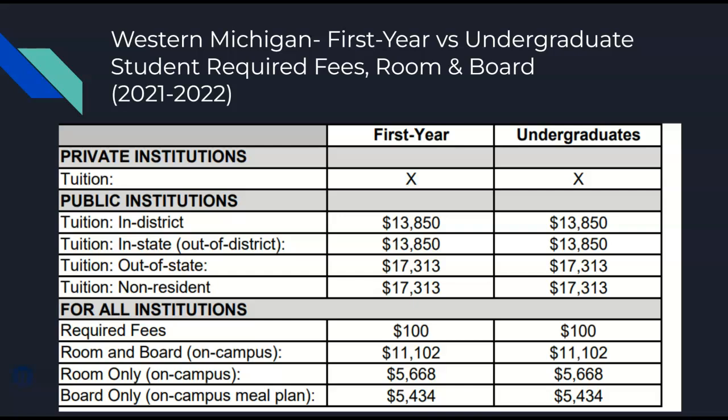Now we have Western Michigan's first year versus undergraduate student required fees, room and board. Again, just like Ball State, their data set does not change for freshmen versus undergraduates. We can see that fees are $100 for freshmen and undergraduate. First year students are paying about $11,000 for room and board, and undergraduate students are also paying about $11,000 for room and board. Their tuition is also the same, and there's no fluctuation between the two.